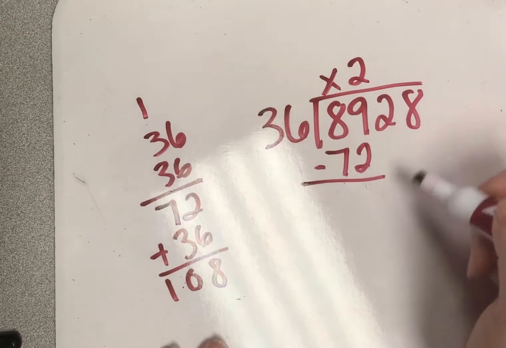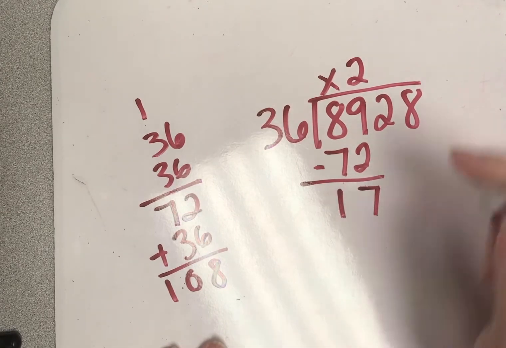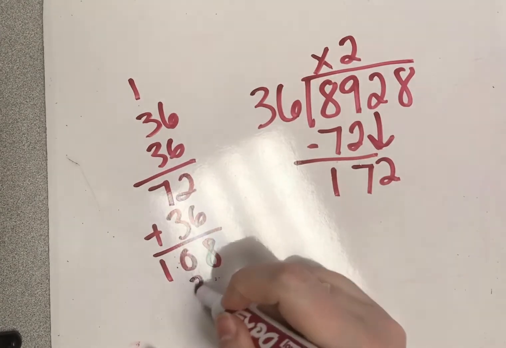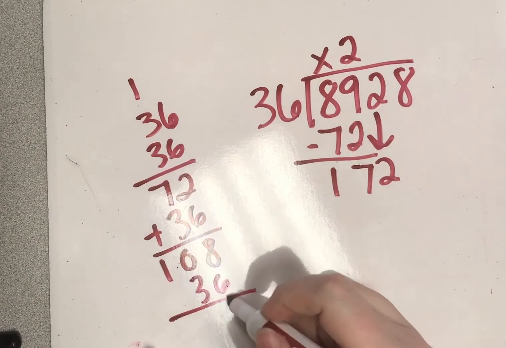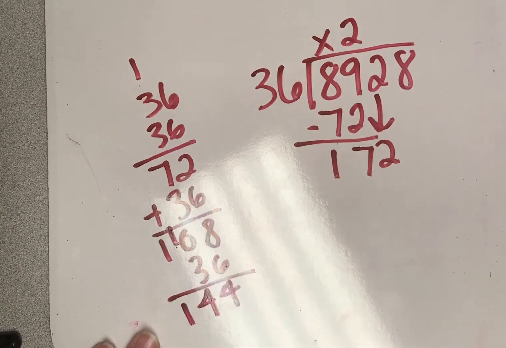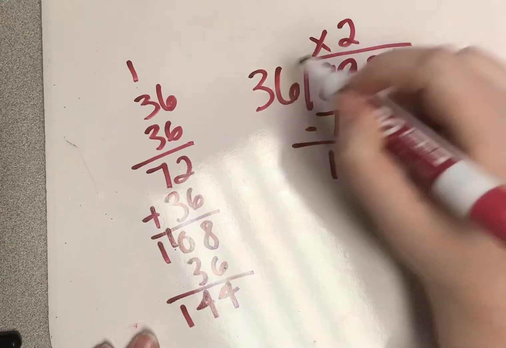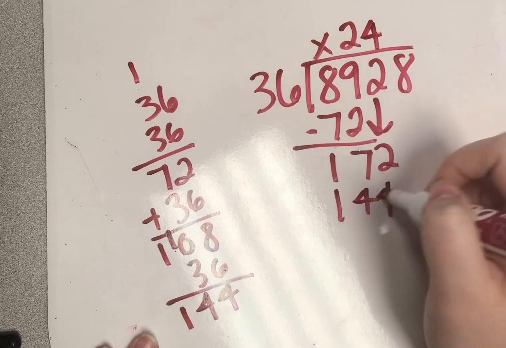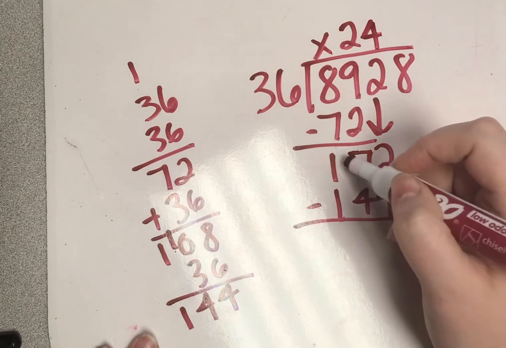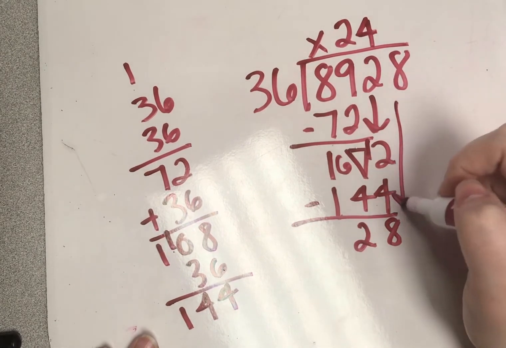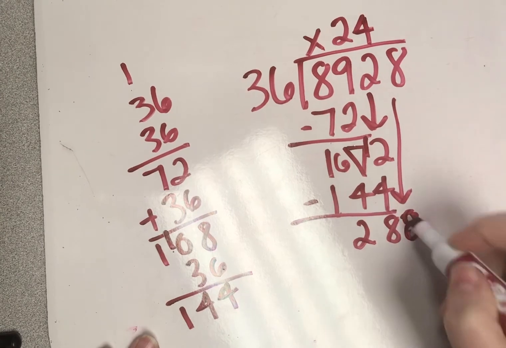We subtract, we get 17 left over. And then bring down our 2. I'm trying to get to 172. I can just keep adding 36s in this case. I mean, that's fine. 144. I think that's going to be it. So 36 goes into 172 1, 2, 3, 4 times, which is 144. We subtract, 28 left over, and 288 would be our final thing to divide.